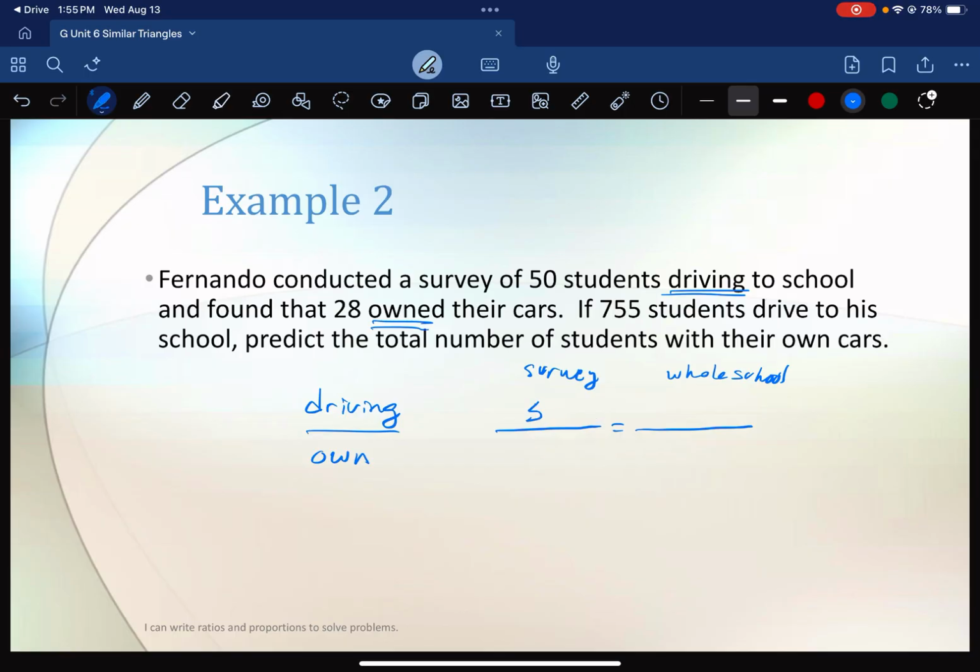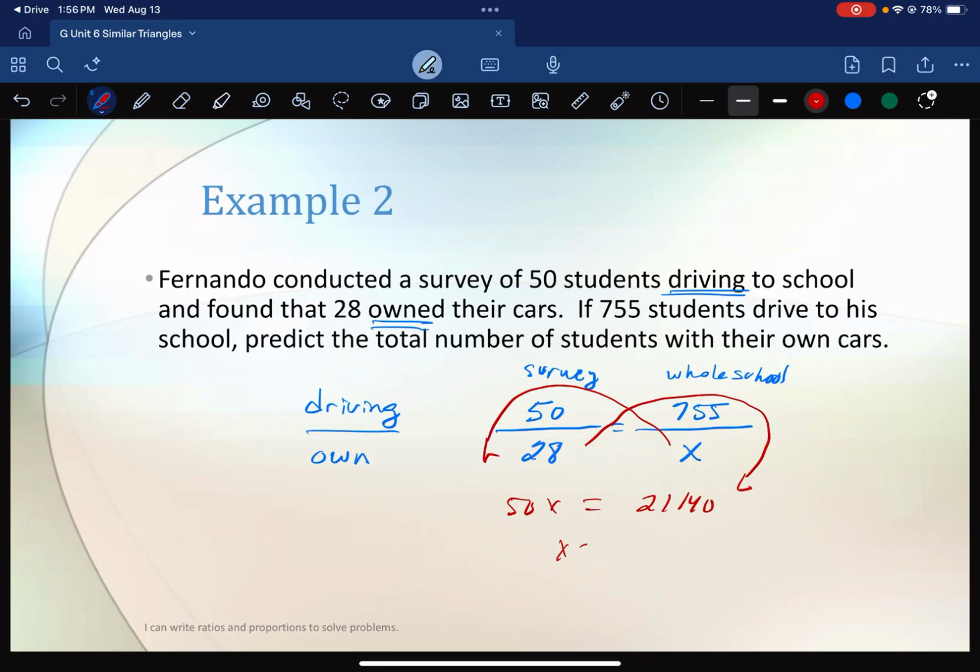50 students drove and 28 owned. Well, in the whole school, there's 755 drove, but we don't know how many own. So now we're going to cross multiply. x times 50 is 50x. And 28 times 755 is 21,140. And I'm going to divide that by 50.